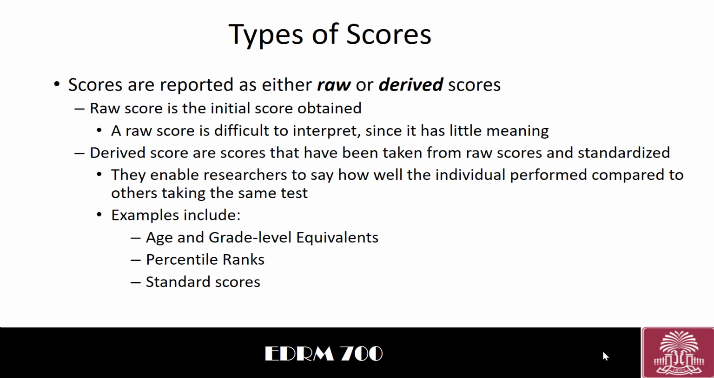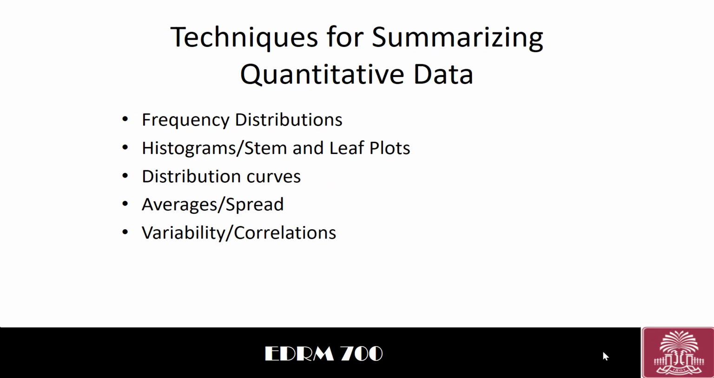Thus, derived scores are needed. Derived scores are taken from the raw scores and converted into more useful scores on some type of standardized basis. Such scores enable researchers to say how well one individual performs compared to others taking the same test. Examples include age and grade equivalent scores, percentile ranks, and standard scores. In most cases, standard scores are the best scores to use.